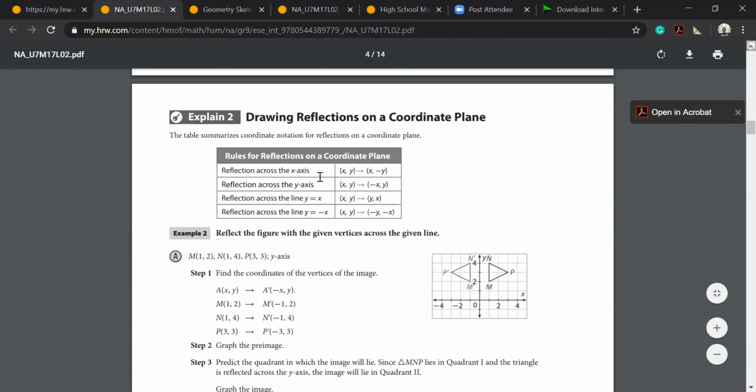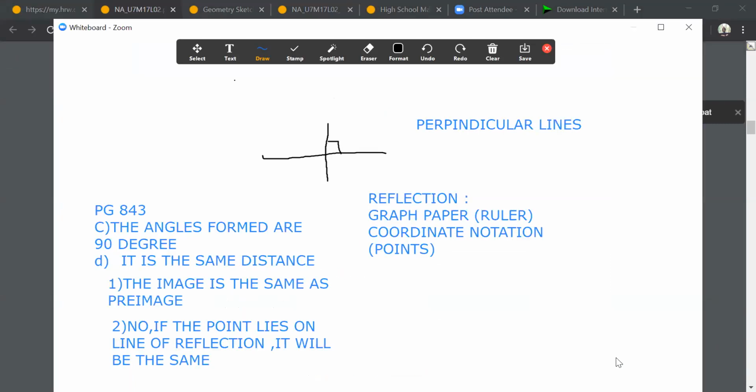The first 2 rules, we already took last year: reflection across the x-axis and reflection across the y-axis. These 2 rules are new. I have a rule for reflection across x, across y, and across something called y equal x, and across y equal to negative x. And these are my rules. To understand these rules, let's graph this together. Let's use the whiteboard and start understanding.